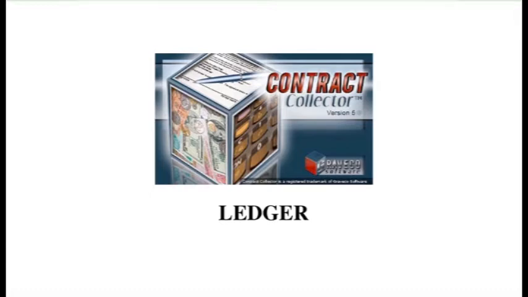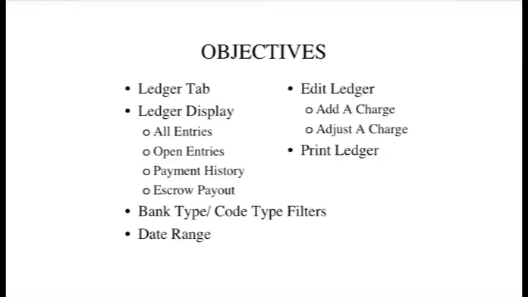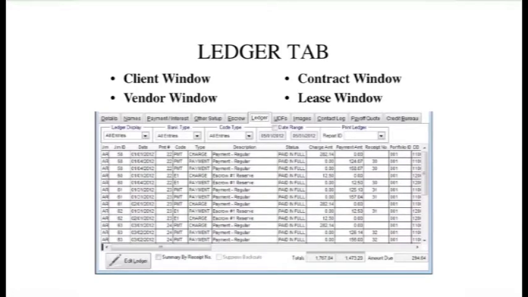So like the other tabs we've seen, such as the UDF, images, and calendar tabs, the ledger tab is another tab that you're going to see in several of the data entry windows. It's not in all of them, though. And so in this case, the ledger tab is only in the client window, vendor window, contract window, and for lease collector in the lease window. So what the ledger is going to show you is basically the transactions that have occurred for the entity. In most cases, the contract window is going to show you the transactions that have happened for your borrowers.